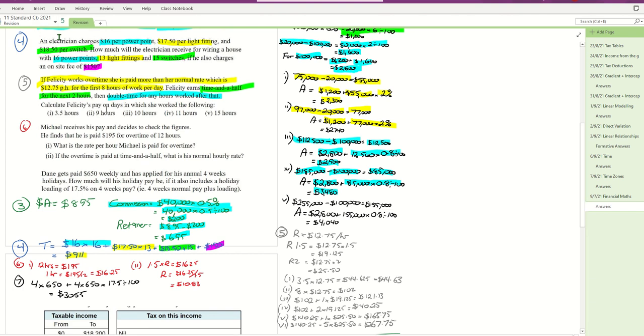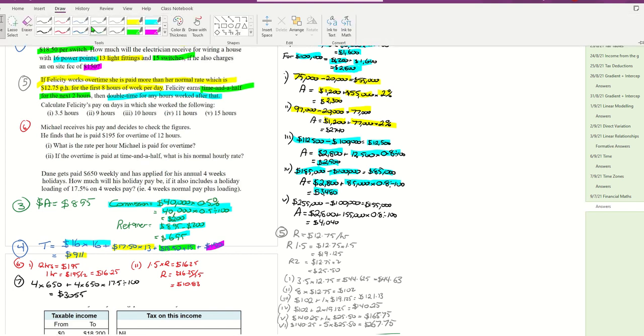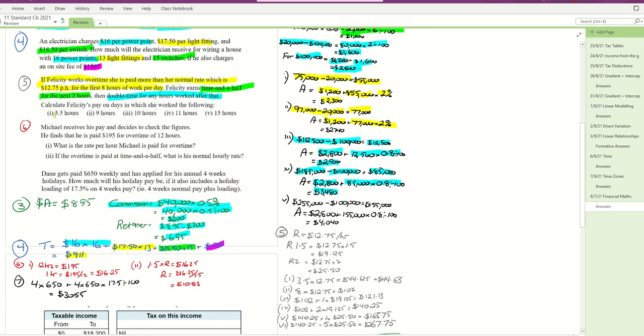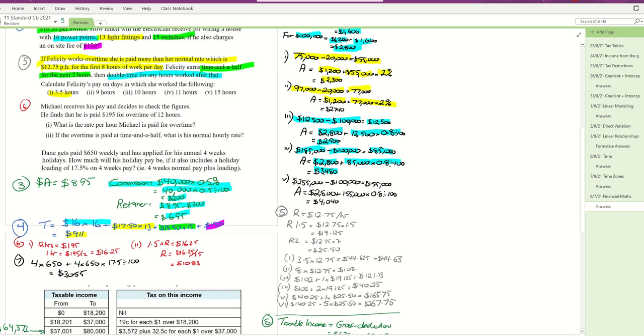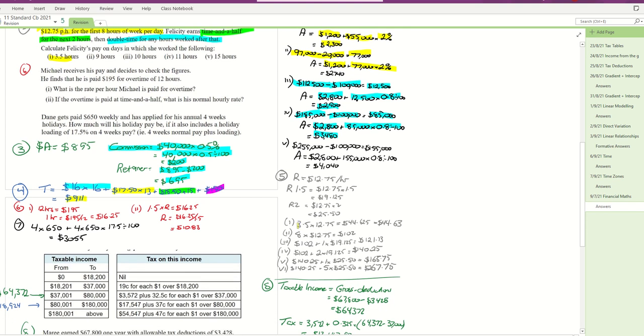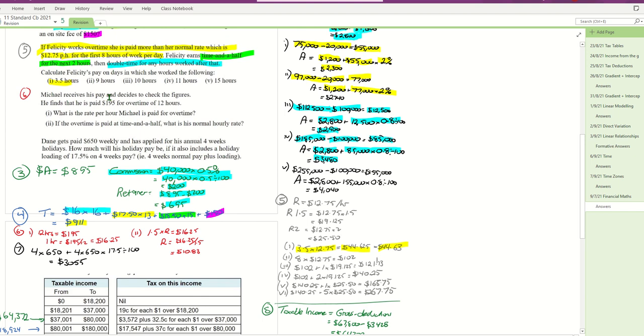We need to calculate her pay on the particular days. On the first day, she has done 3.5 hours at $12.75. So I've done 3.5 hours by 12.75, which is 44.625, or $44.63.